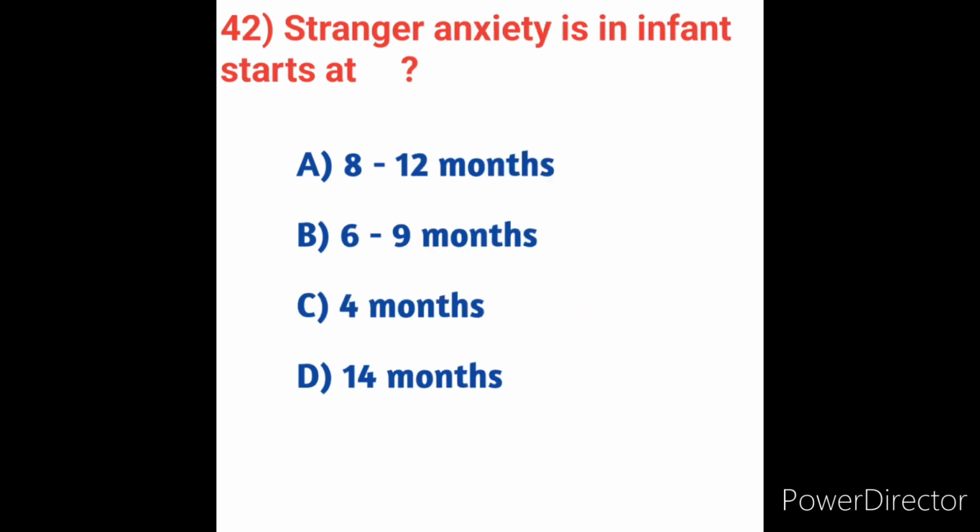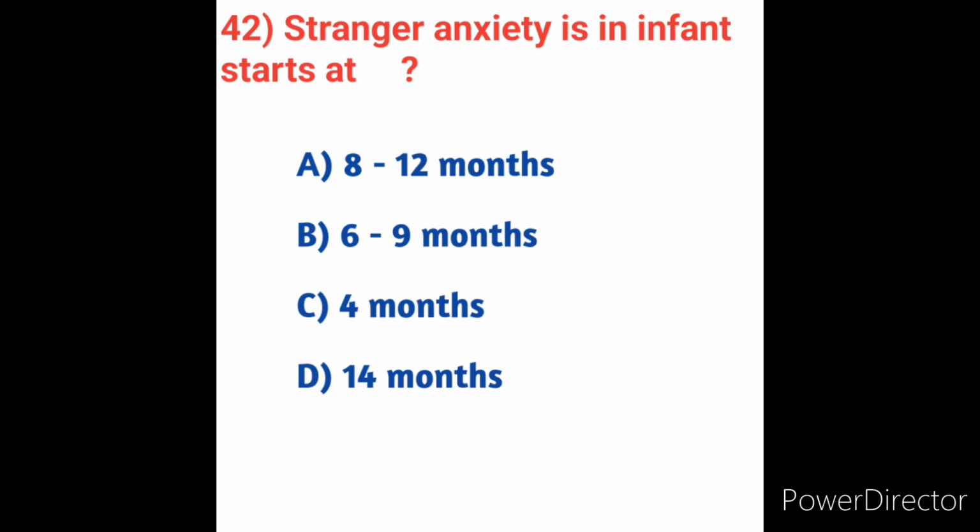Stranger anxiety in an infant starts at which age? We will see the options. Option A, 8 to 12 months, option B, 6 to 9 months, option C, 4 months, option D, 14 months. What is stranger anxiety?